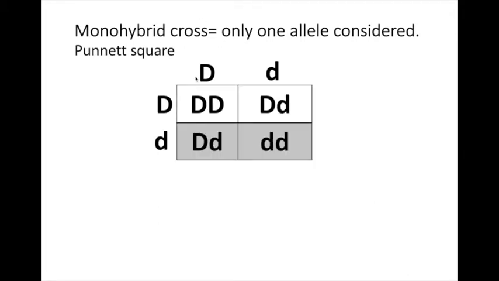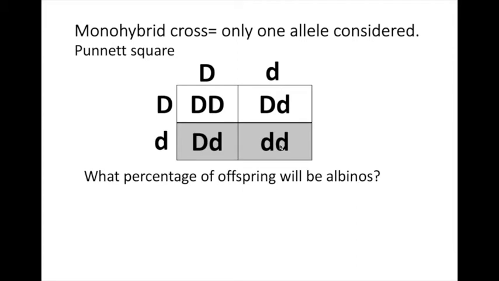When they meet, you have a possibility of a big D and a big D, a big D and a little d, big D and a little d, and then a little d and a little d. So the question would be, what percentage of the offspring would be albinos? You have to be homozygous recessive in order to see the albino trait. The other three would be wild type, normal colored.